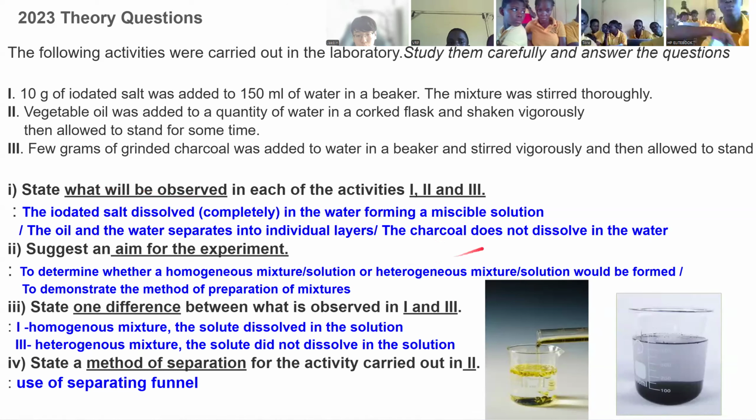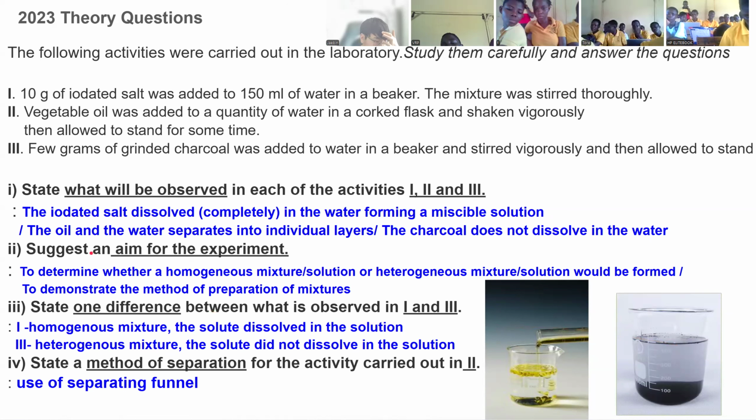For the third example, charcoal does not dissolve in water. So you can see on the right, in the picture here, charcoal has actually settled at the bottom. It's not mixed. Oil, you can see, is also not mixed. So this is also a heterogeneous mixture.